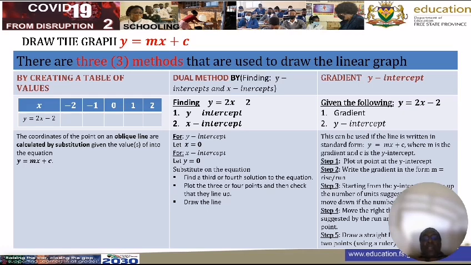Starting from the y-intercept, you move up the number of units suggested by the rise, and then you stop when you have that graph.